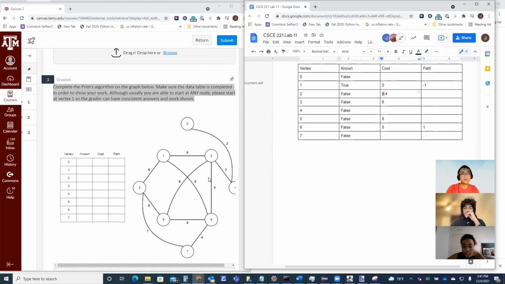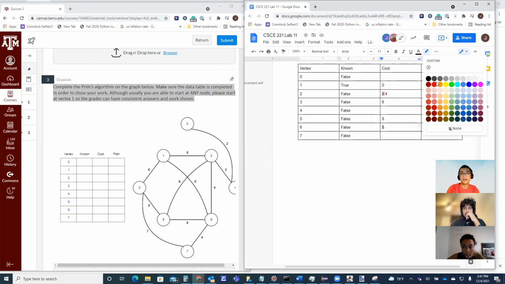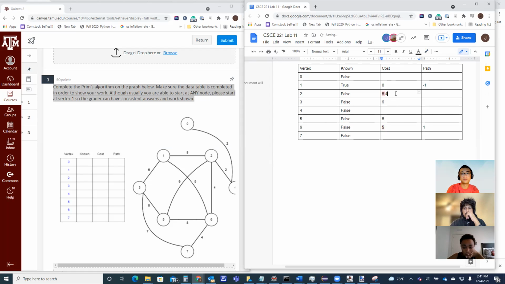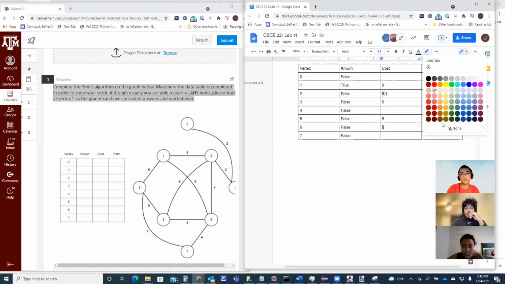And so 8, 5, well, we already used this. So we should probably cancel this out, right? 5, because we already used it. What do you mean, because it already goes to node 1? Oh, I mean, that can still change though. Is it though? Well, because later on, if you find a node that's connected to it that's cheaper, then you do that. Okay, so I'll uncolor it.